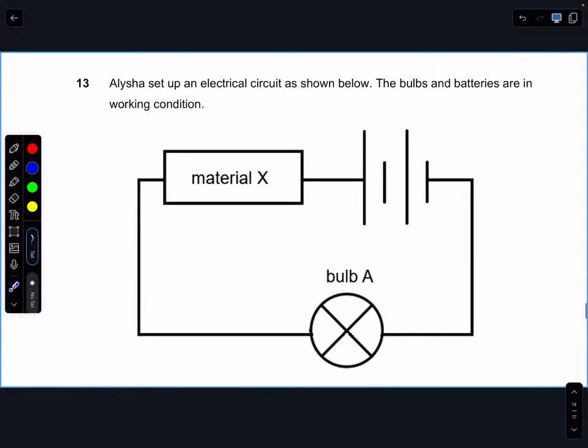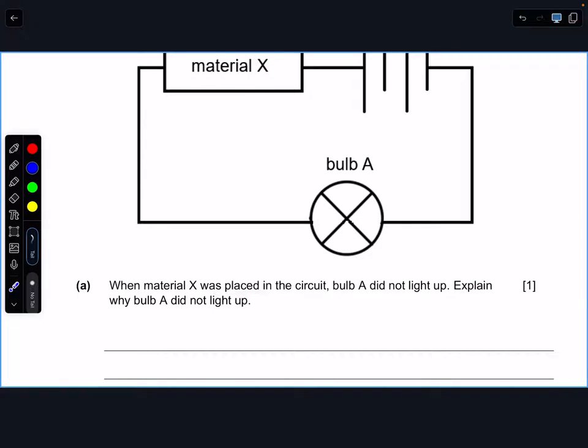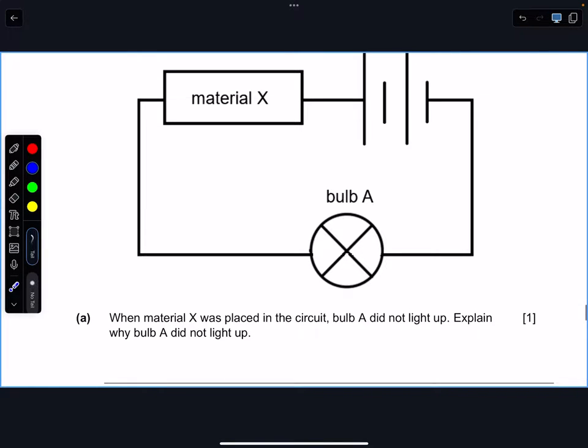This question is very important. Very important. Okay, it is a standard question. Let's take a look at it. So the key thing is already when you see the bulbs and batteries are in working condition. So this tells me that it's not fused, it's not whatever. Okay? Now, when material X was placed in a circuit, bulb A did not light up. So don't tell me things like, oh, bulb A was spoiled, the battery was spoiled. It's like, no, it's got to do with material. And usually when you think of material in terms of electrical circuit, there are three things that you need to think of. Is it a conductor?